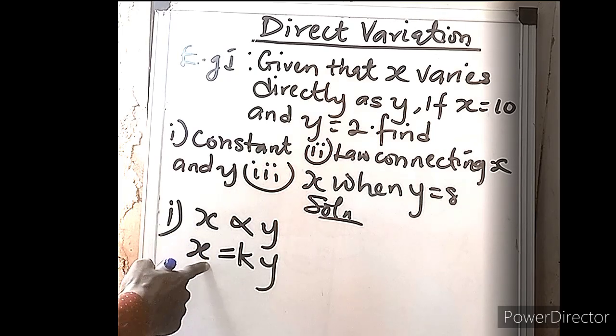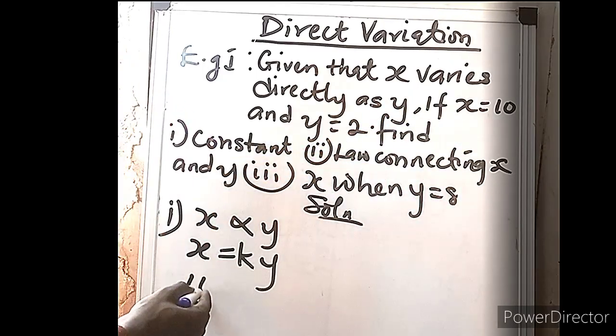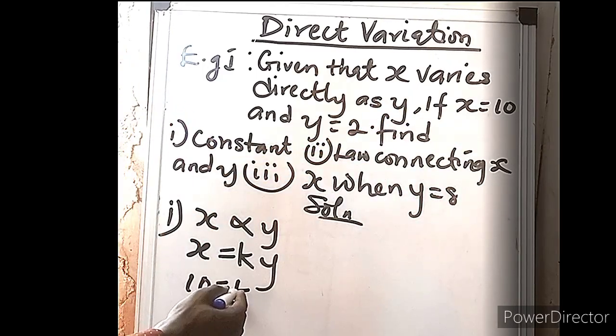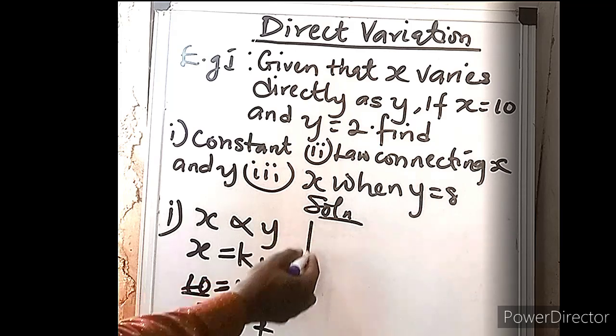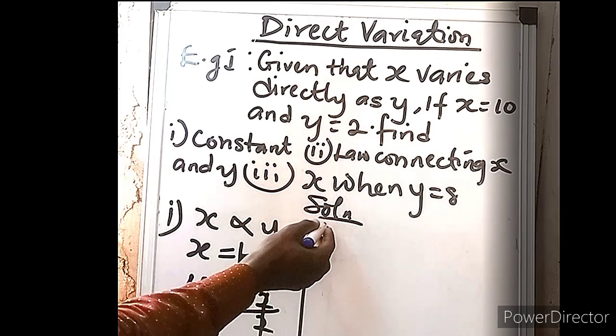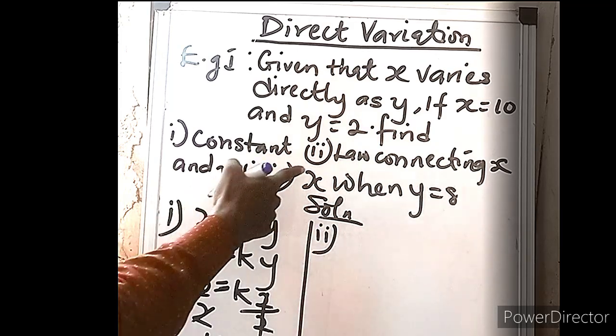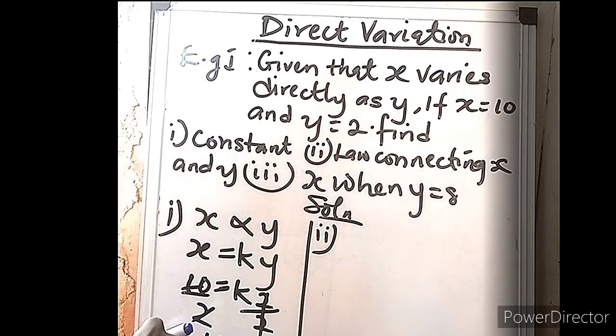So let's input our values. We're told that x equals 10, k, and y equals 2. You divide both sides by 2 so that we'll get our constant. Therefore, k equals 10 divided by 2, which gives us 5. So our constant is 5. Then let's answer question 2. We have answered question 1, the constant, which is k.